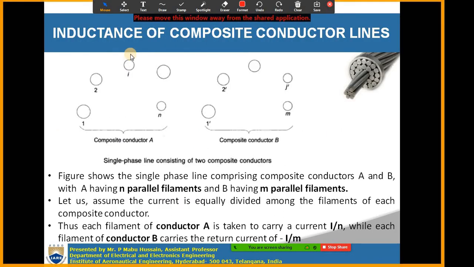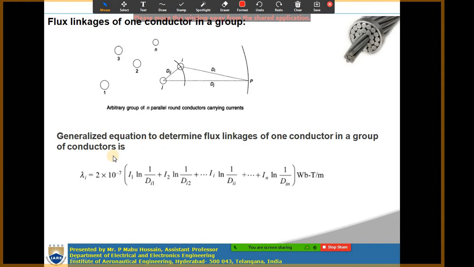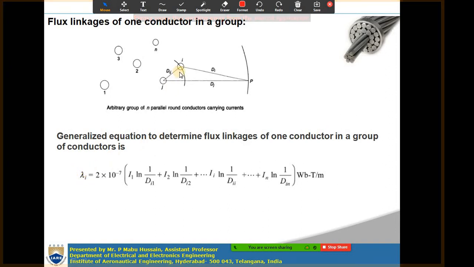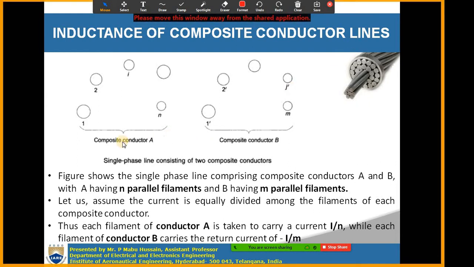Right. Now, if you want to determine the inductance of composite conductor lines, note that in the previous case we took only one conductor, which has up to n strands, and we calculated the flux linkages of only one strand in a group of strands. A composite conductor line has at least two conductors. So composite conductor A and composite conductor B form the single phase transmission line, which has two composite conductors A and B.